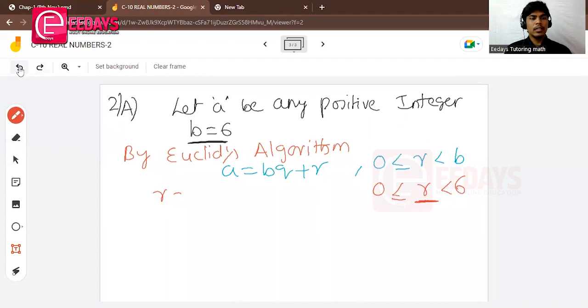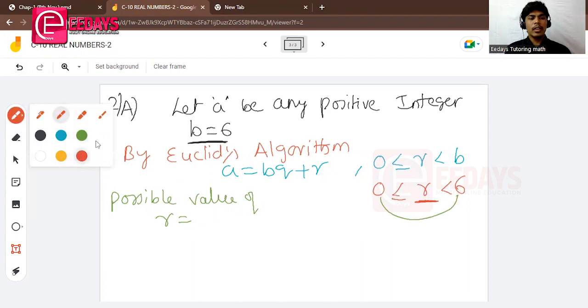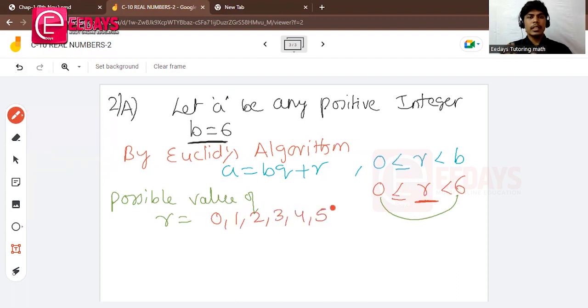Let's write it here. What is the possible value of R? In between 0 and 6. That's why we can take only 0, 1, 2, 3, 4, 5. Why? Because we have to take less than 6. Now we'll try each and every one.